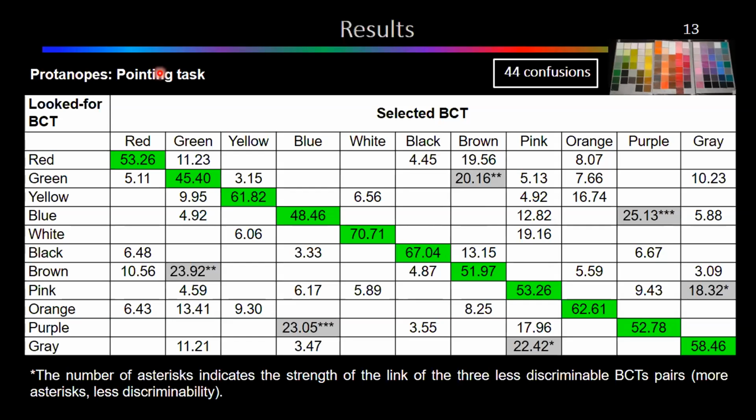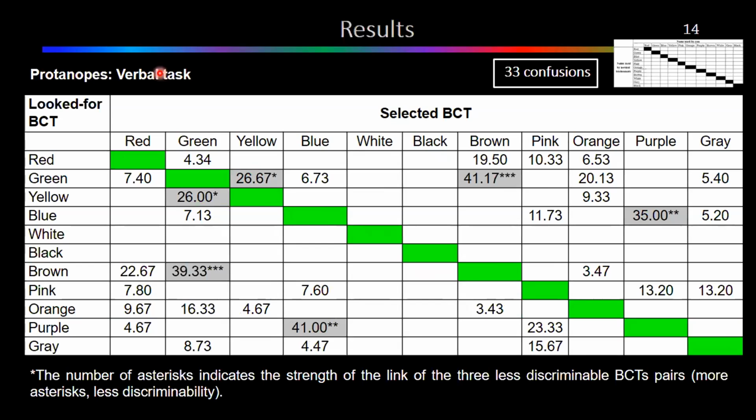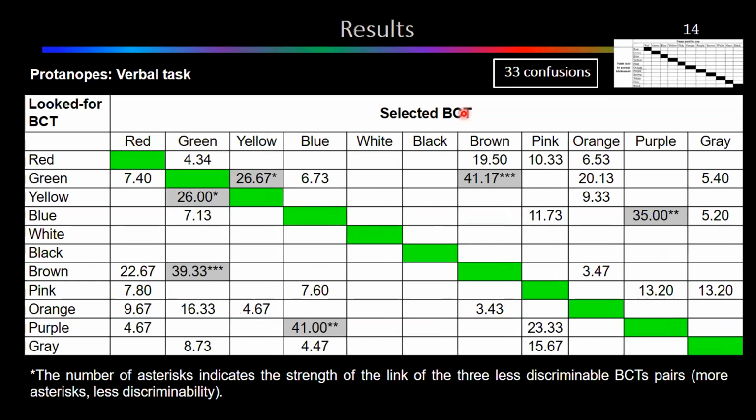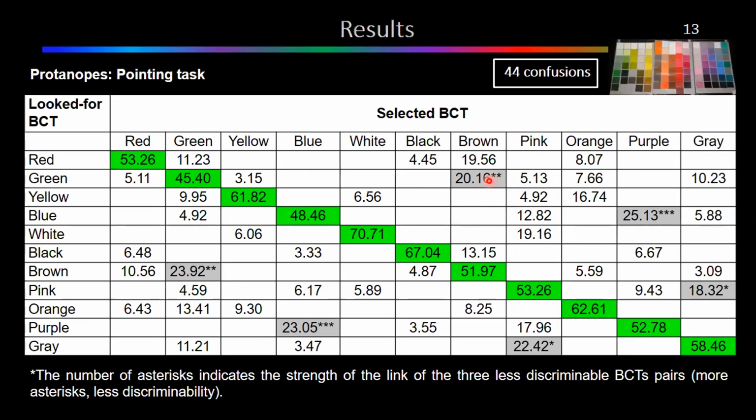Let's look at the verbal results with protanopes, how they think they would perform. In this case, the first obvious result is that there are much fewer cells completed. So they estimated that they will make fewer confusions between pairs than they actually did. Only 33 here versus the 44 here. But if we compare the magnitude of the estimation of these confusions, we can see that the percentage in this table, the actual performance, was always lower than the percentage on this table here. So actually, if we compare green with brown, they thought that the confusion was 41% of the time, and it was actually 20% of the time.